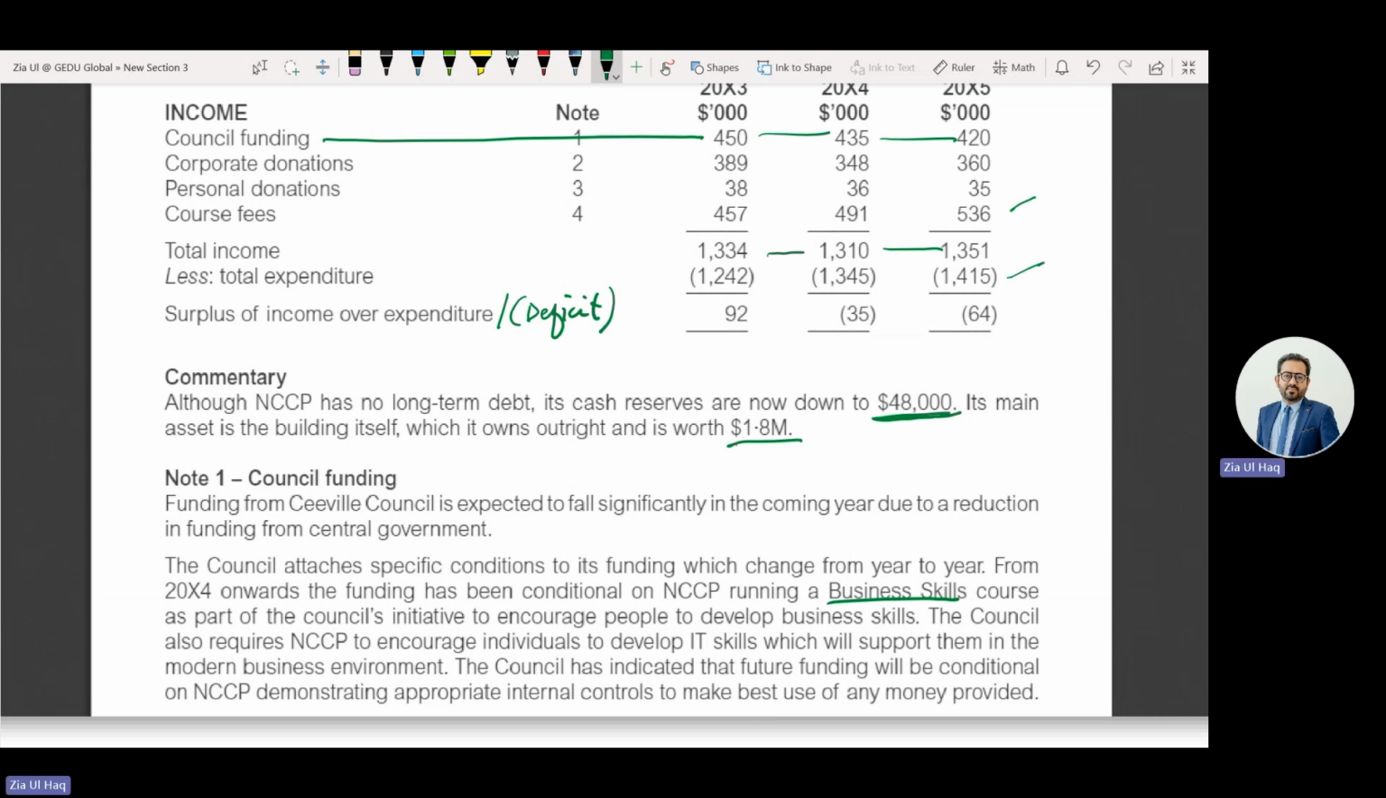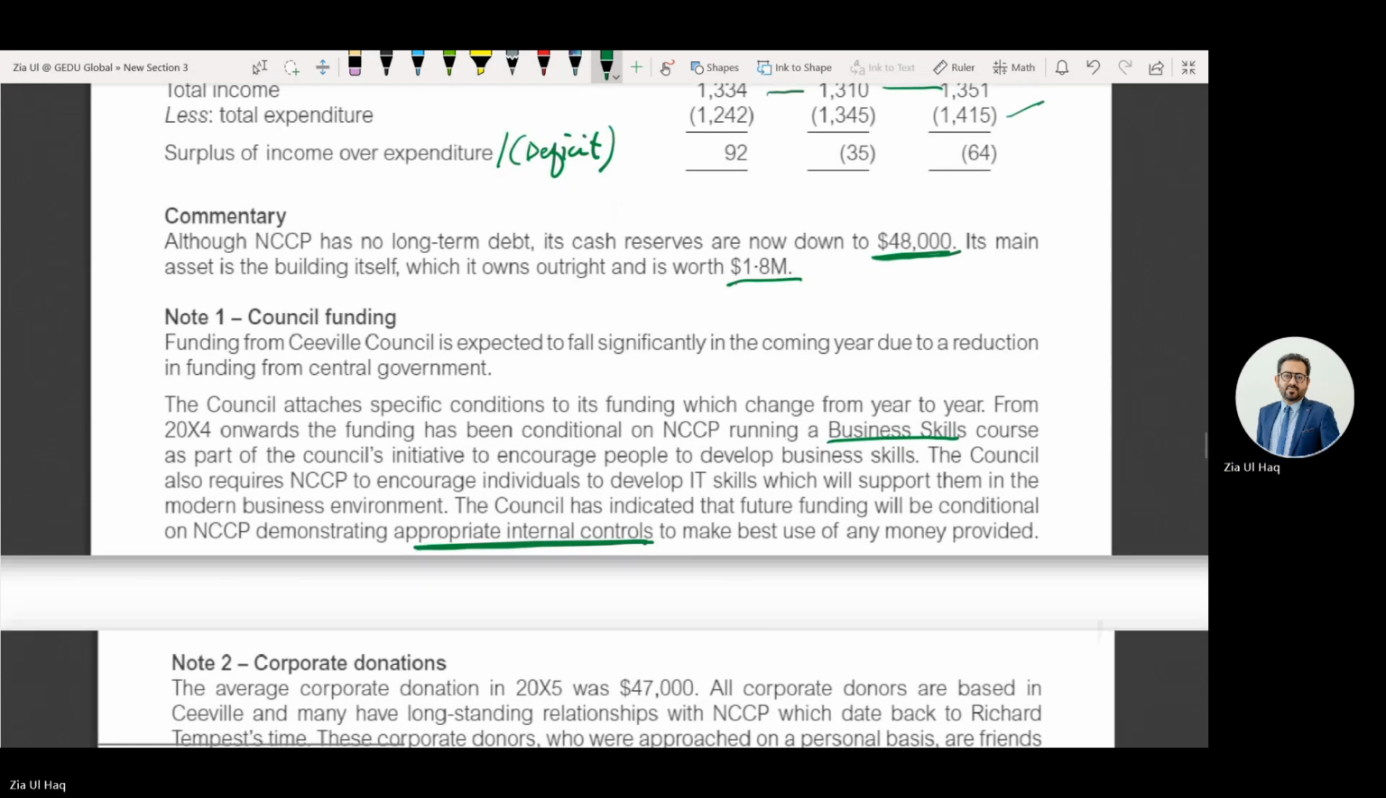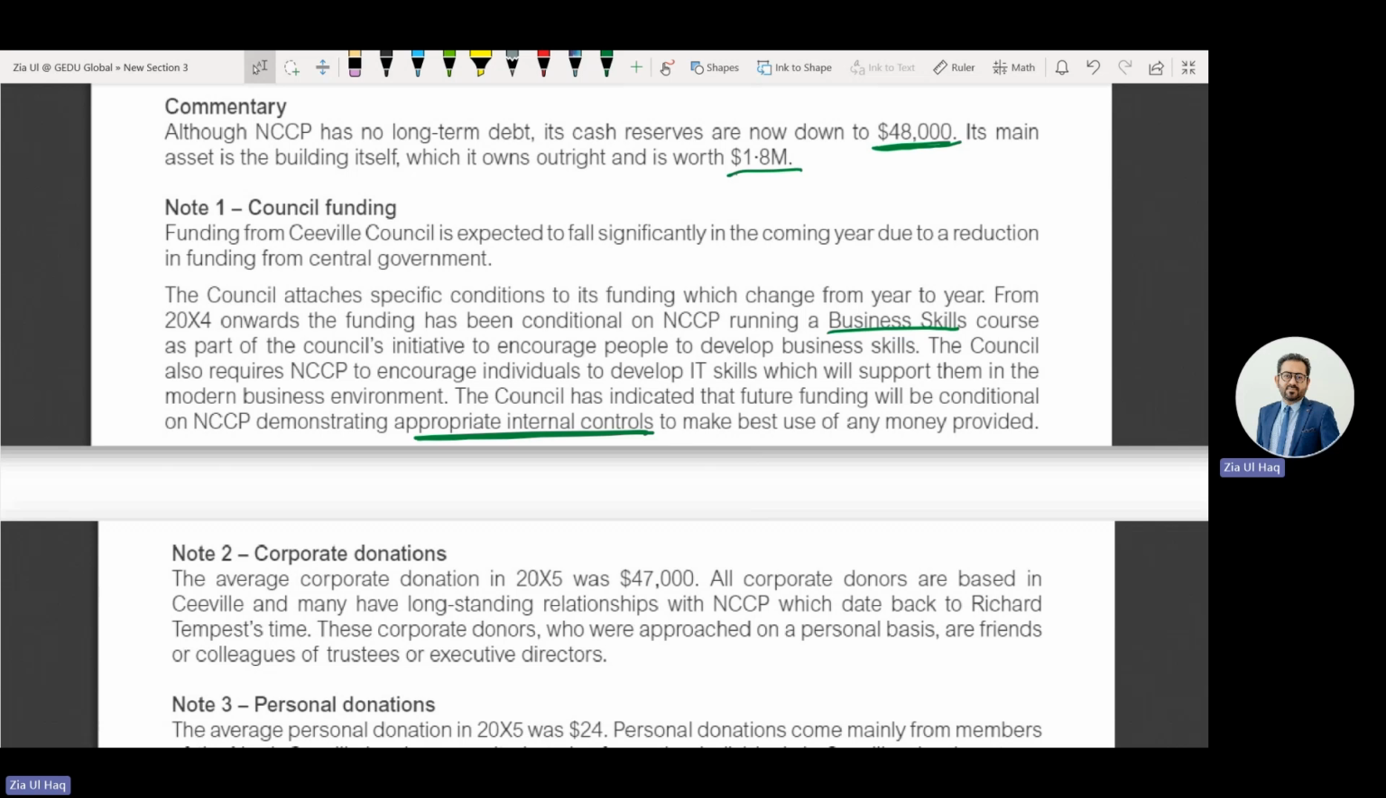The council also requires NCCP to encourage individuals to develop IT skills which will support them in the modern business environment. The council has indicated that future funding will be conditional on NCCP demonstrating appropriate internal controls to make best use of any money provided. I mean, you need to implement some rules, policies, procedures so that you can avoid misuse of funds. Then based on those conditions, you'll be able to get this council fund. And according to the council, the company needs to run a business skills course as well.